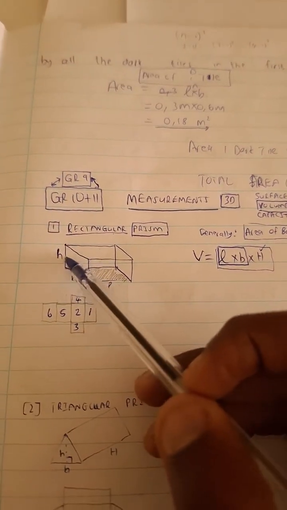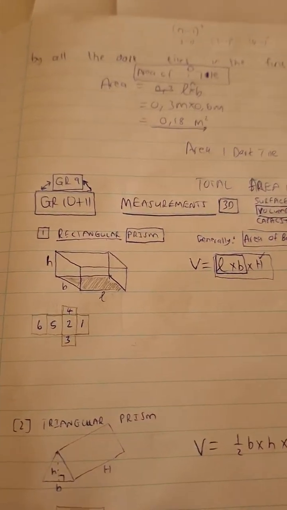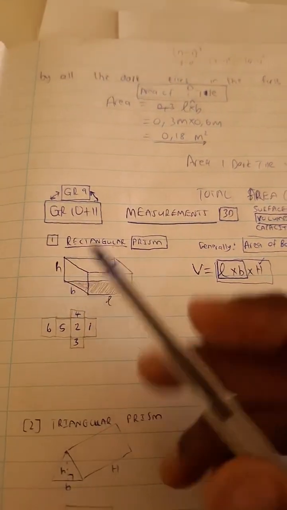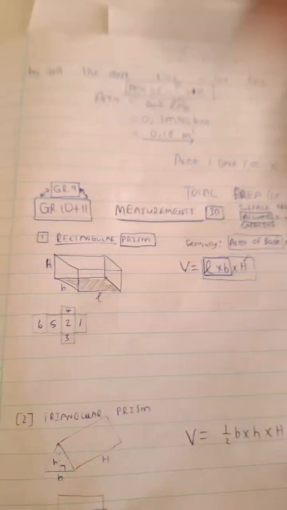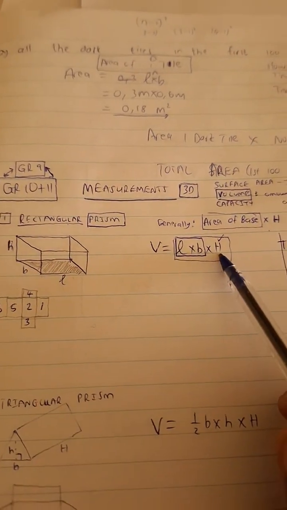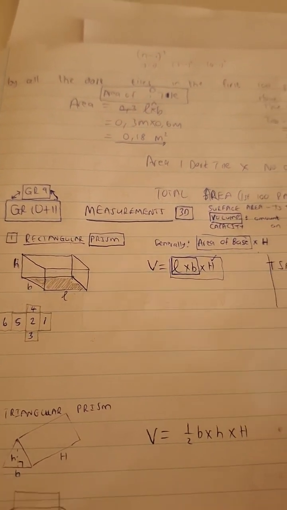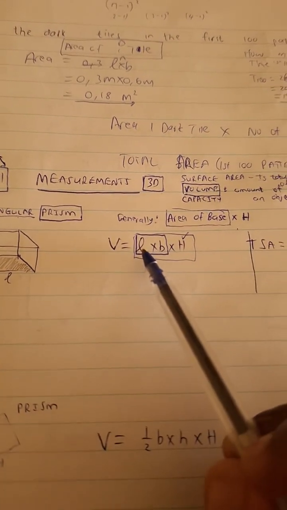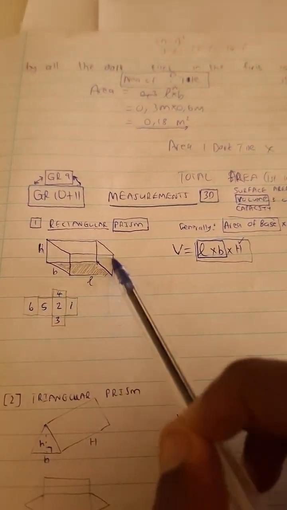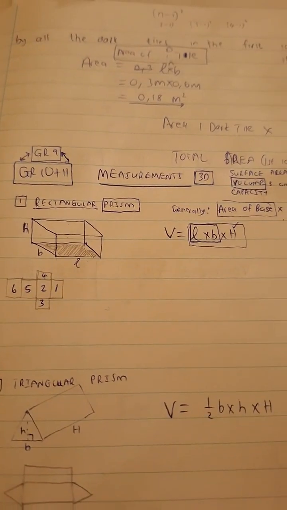The tallness, which is h. Its height, the height of the 3D shape. That h stands for the tallness, if I'm allowed to use that word, the height of the 3D shape. So when we're calculating volume, we simply say length times breadth times height if we are calculating the volume of a rectangular prism.